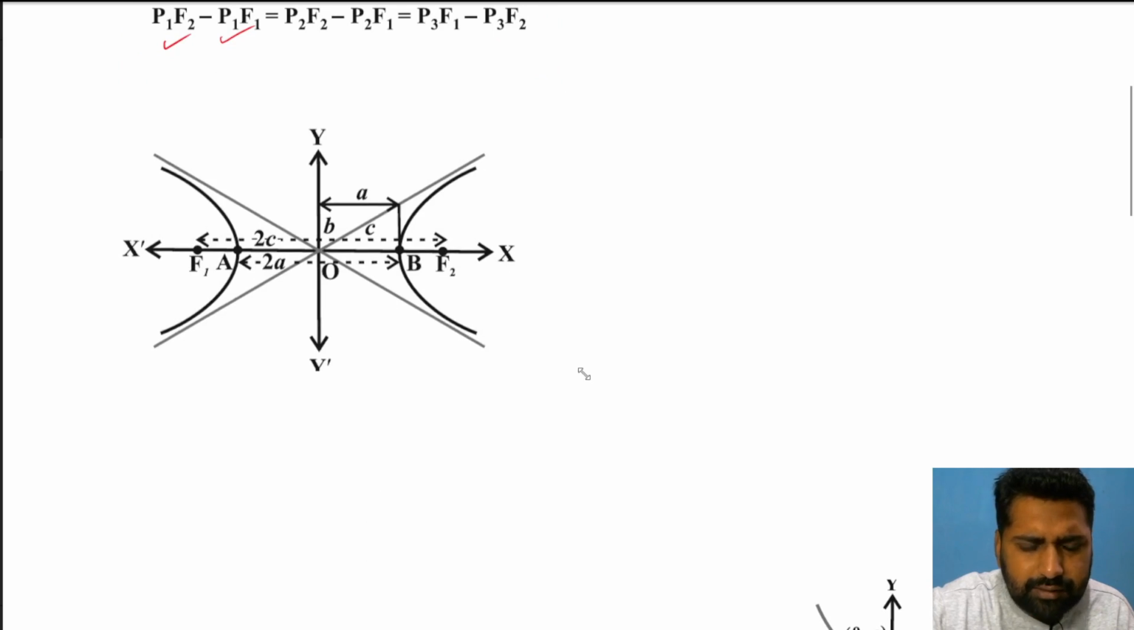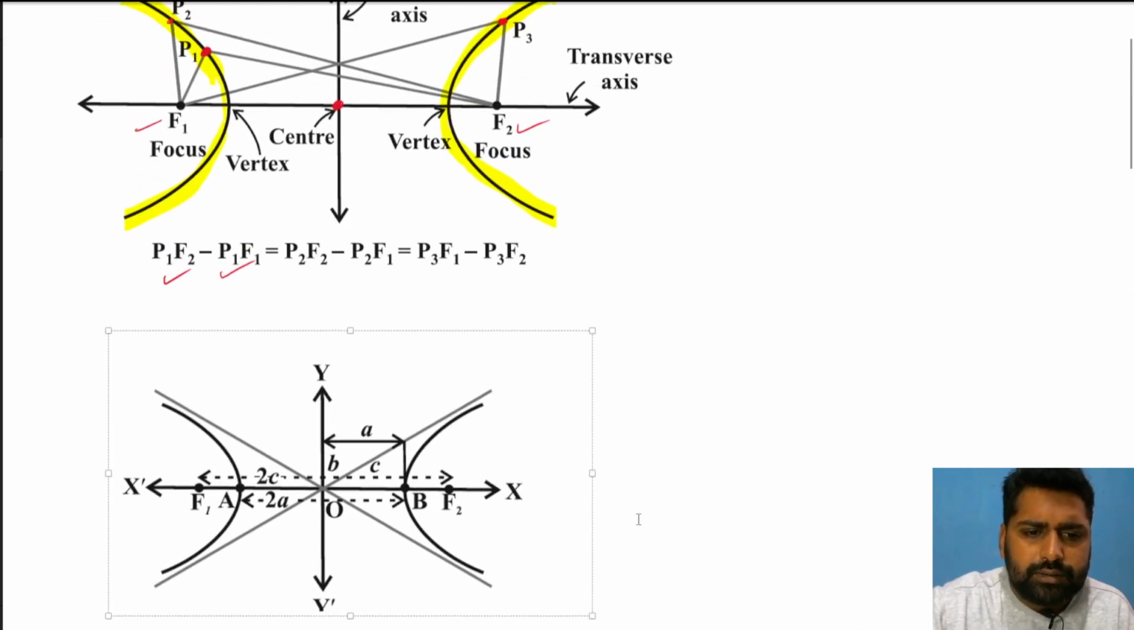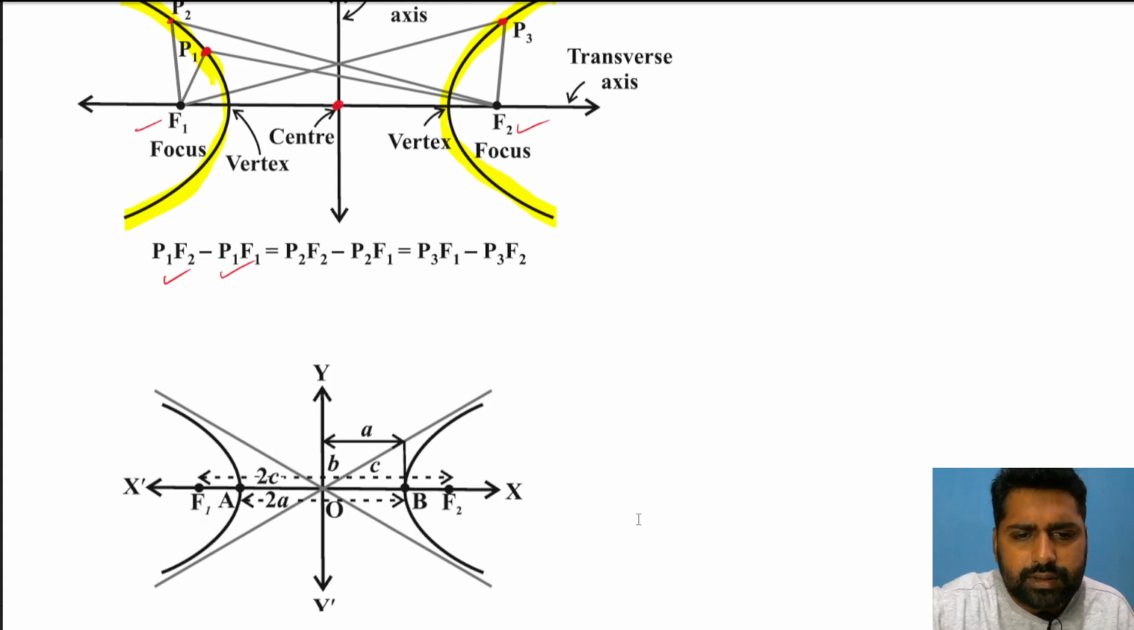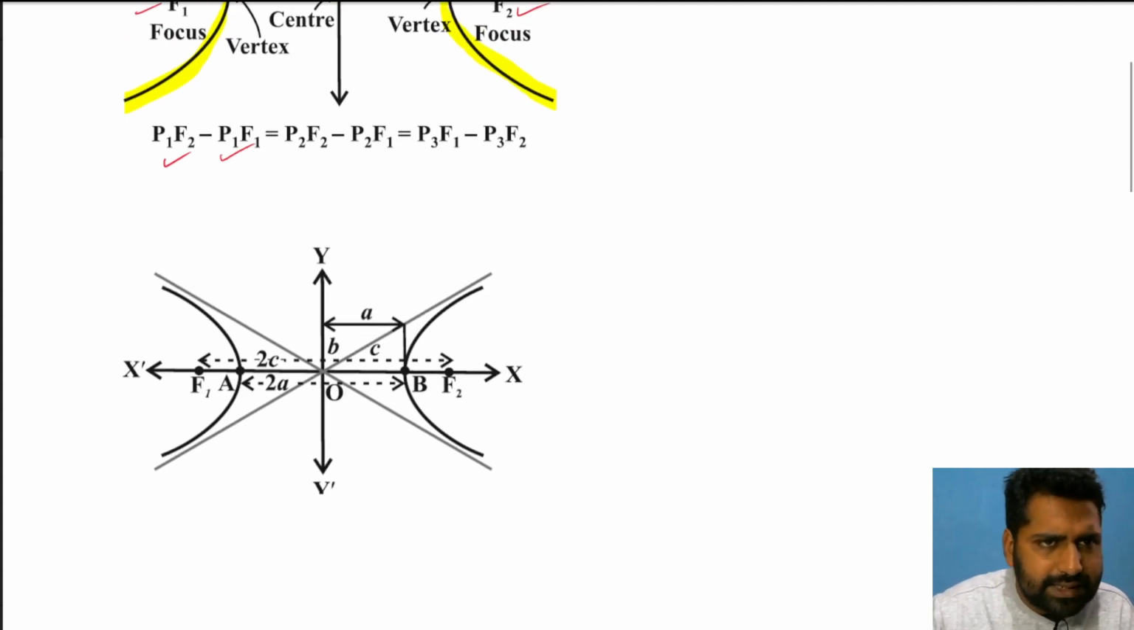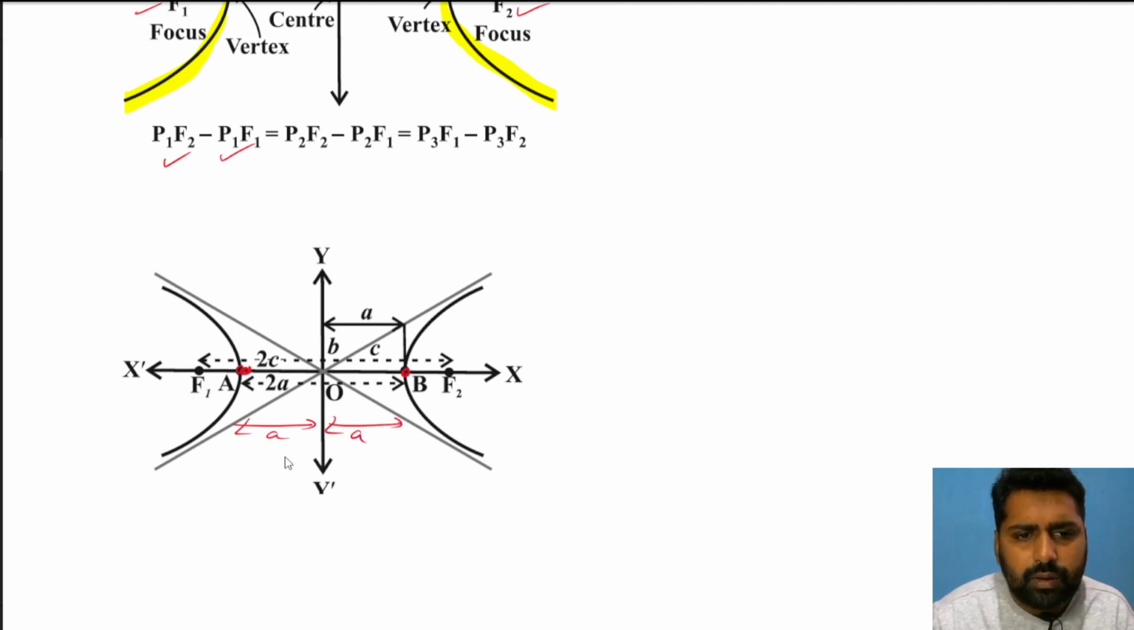Next, in order to solve, like for ellipse, we had seen the distances a, b, c. So still the same thing, a, b, c we have to see. The vertex is always at a distance a, so this distance is a, this distance is a. And the focus, earlier also it was c and now it's also c. One second, I'll highlight it. This distance is c, that distance is also c, so 2c distance.